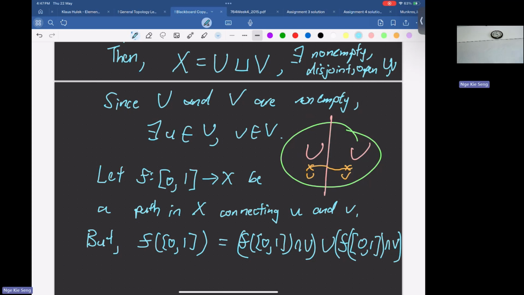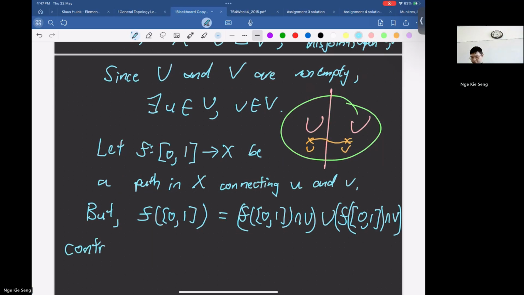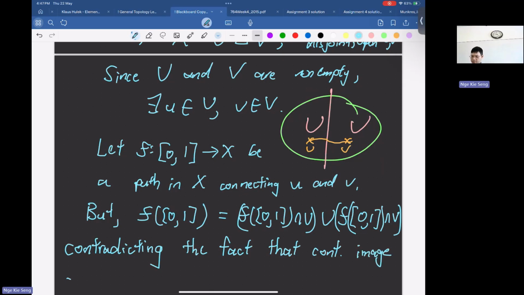Yeah. So this contradicts the fact that the continuous image of a connected set is connected.